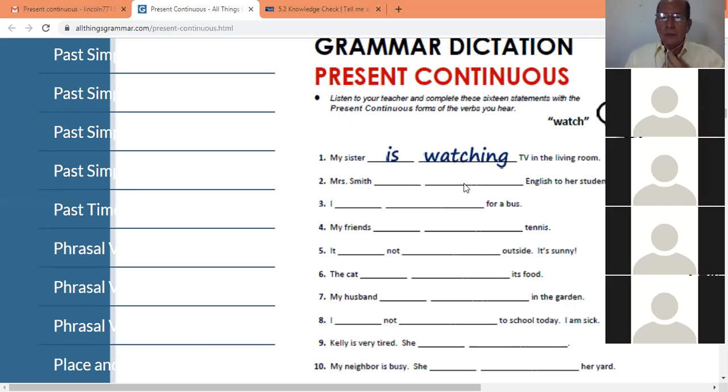Number three, Wilbur. I'm waiting for the bus. Very good. Ernesto, number four. My friends are playing tennis. Right. Emolina, five. It is not raining. Okay, raining outside, it's sunny. Sunny, okay. Number six.